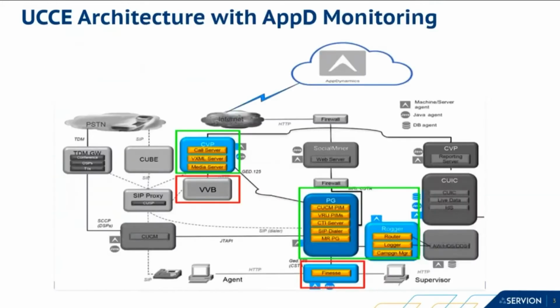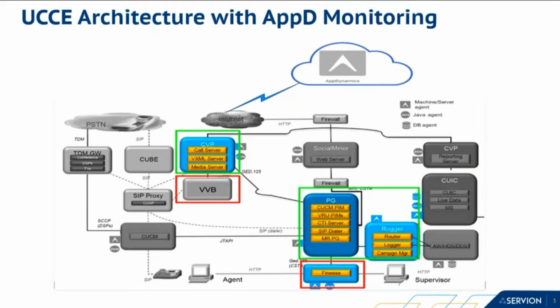To start with, this is the UCC architecture with which the AppD monitoring is integrated. We have the UCC components, which include the ITM servers, Finesse, CVP, VVB, etc. So UCC on-prem is currently integrated with the AppD cloud in the SaaS environment. We integrate our lab systems with the cloud AppD solution. It has a few integration points, like how the AppD agent connects with our UCC component.